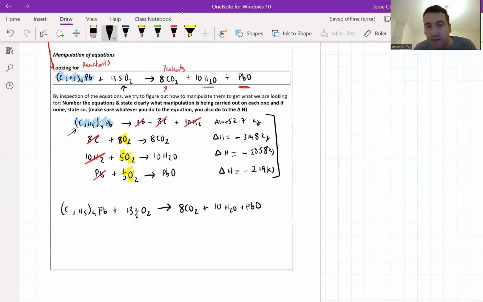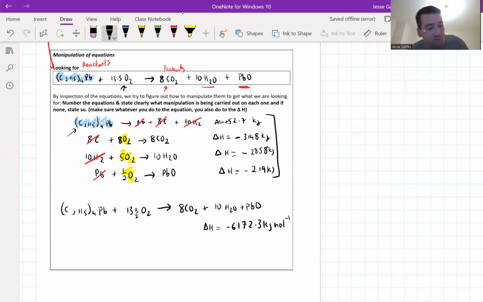So we've got plus 52.7, minus 3148, minus 2858, minus 219. All that reacts to make, so delta H, because it's a delta H for this reaction here, equals minus 6172.3 kilojoules per mole.